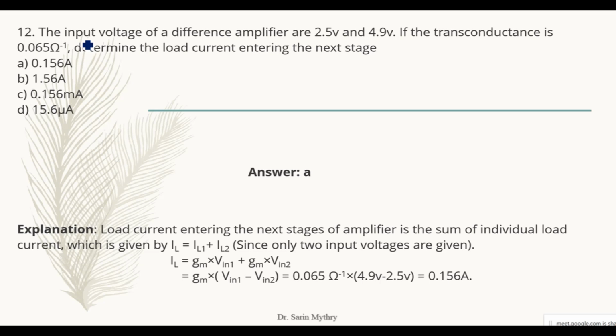It's nothing else but the simple formula we have just seen: IL equal to GM times V. Here it is talking about two stages, so it will be a combination of two ILs. Since they are talking about the two stages, it is a combination of two ILs. So this is the basic formula.